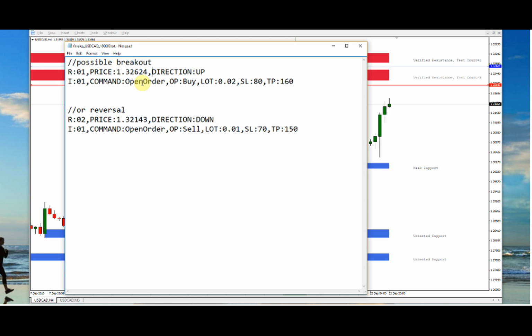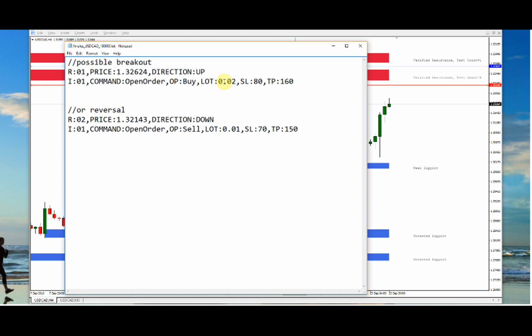And each of those rules then has one corresponding instruction. So rules start with R, instructions start with I colon, and each has a number. There's a number of commands available. The one we're using is open order. And similarly, in the reversal situation, it's exactly the same. We're opening an order. In the case of going upwards, the operation is buy, and there's two choices, buy or sell. That's why when we're going down through that red line, it's a sell.